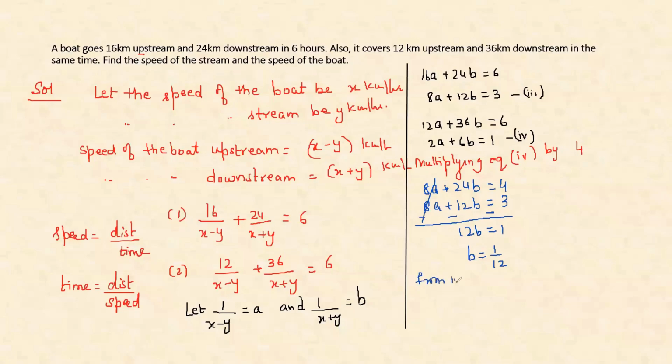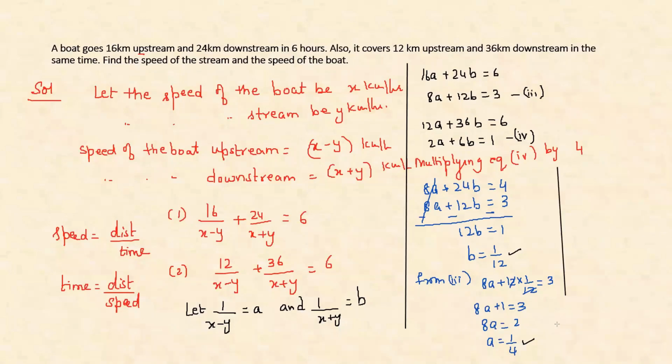So from the third equation, 8a plus 12 into 1 by 12, so 8a plus 1 equals 3, 8a equals 2, a equals 1 by 4. Now what did we assume? We assume 1 by x minus y equals a, so we have still not completed. This is only the value of a and b we have got. So finally, the last step will be to get the value of x and y.